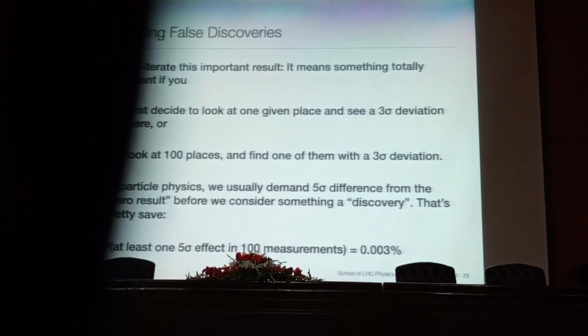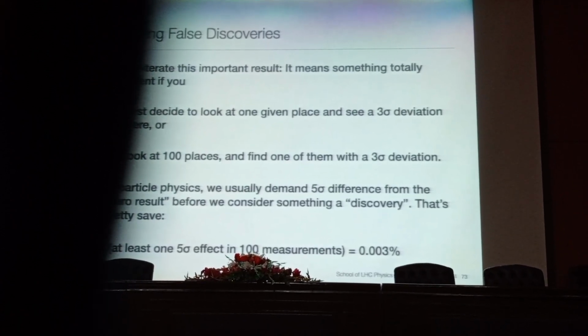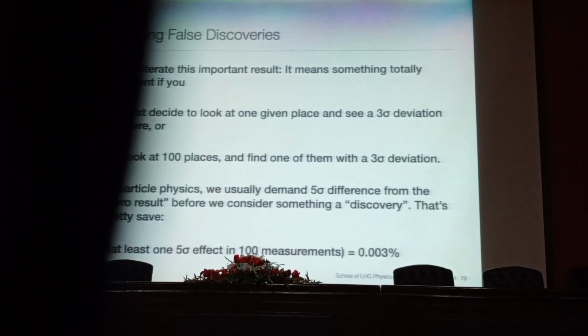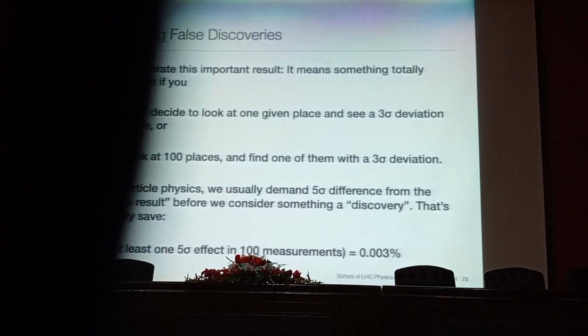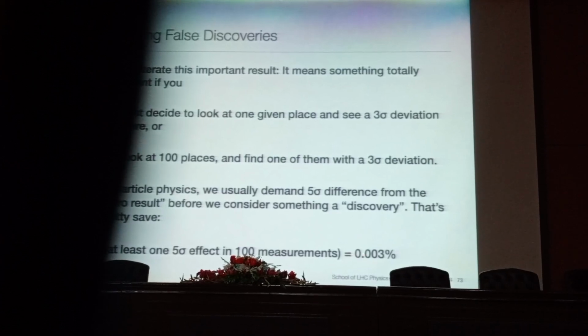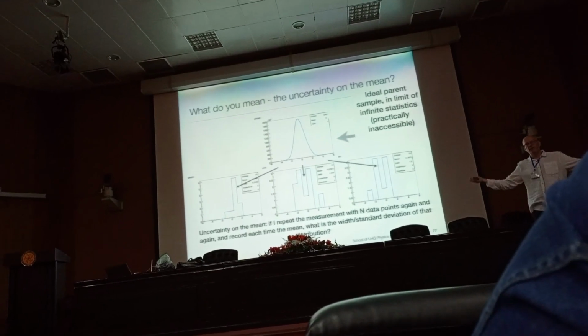In particle physics, we usually take 5 sigma as the threshold for discovery. That's of course somewhat arbitrary, but 5 sigma is pretty good, pretty safe. So having a 5 sigma effect in 100 measurements, the probability of that is tiny.